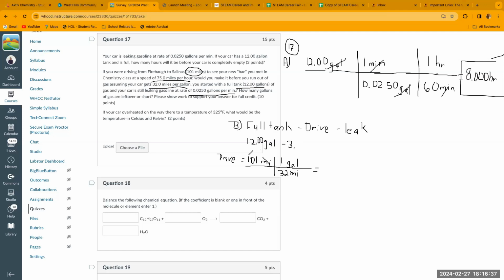so we had 3 sig figs here. So we're going to want our answer to be 3 sig figs. So that's 3.16 gallons.